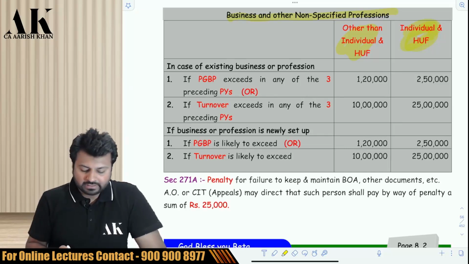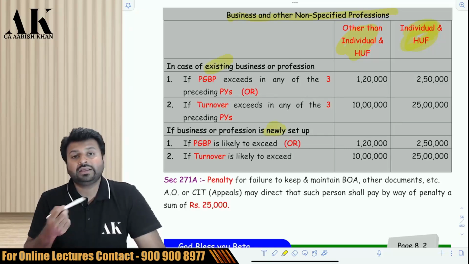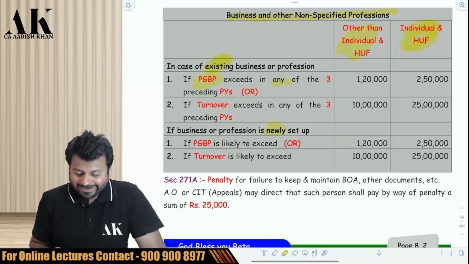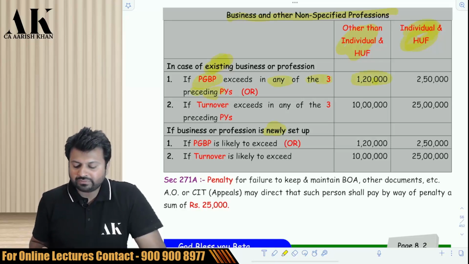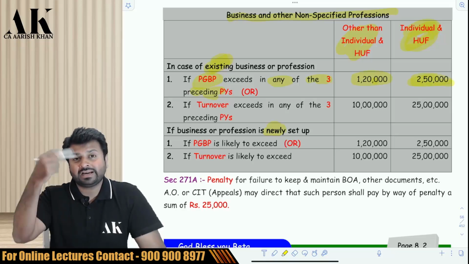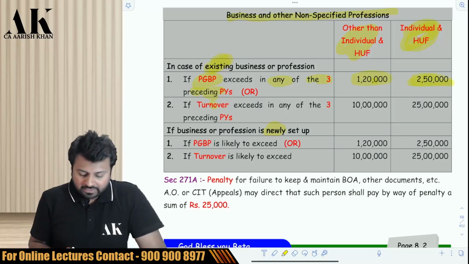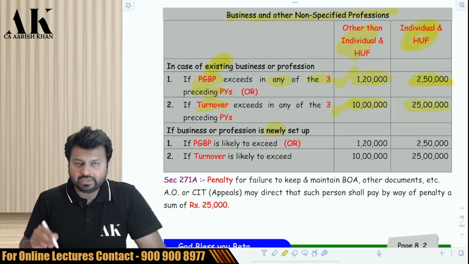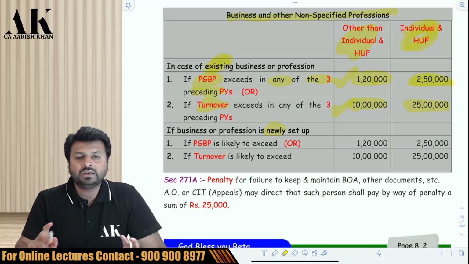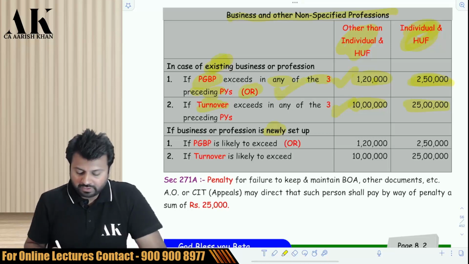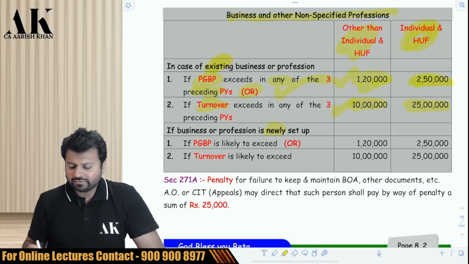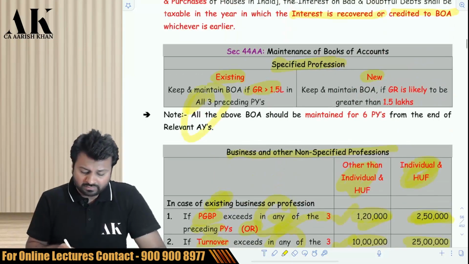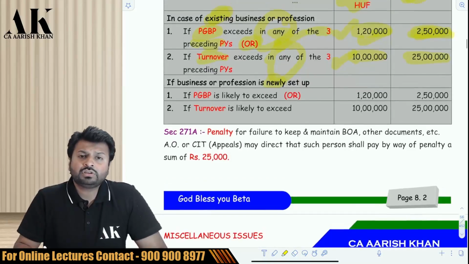So individual and HUF, what is the limit? Again, there are two categories, whether you are existing or whether you are new. If you are existing, then you have to see two things. If your PGBP in any of the three preceding years exceeds 1,20,000 in case of others and 2,50,000, the higher limit, for individual HUF, or if your turnover exceeds 10 lakh or 25 lakhs as the case may be. So if you fulfill either of the two conditions, you have to maintain books of accounts in the current year, because there is an or in between. Further, the word any is used over here, not the word all. Then also you are supposed to maintain books of accounts.